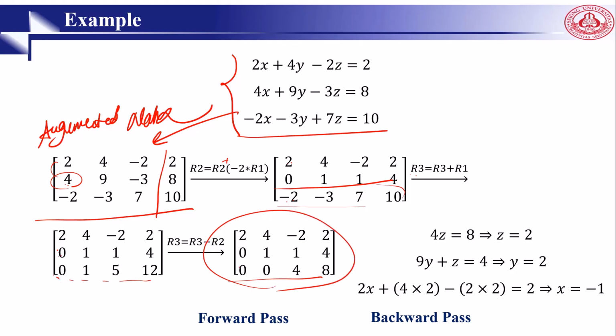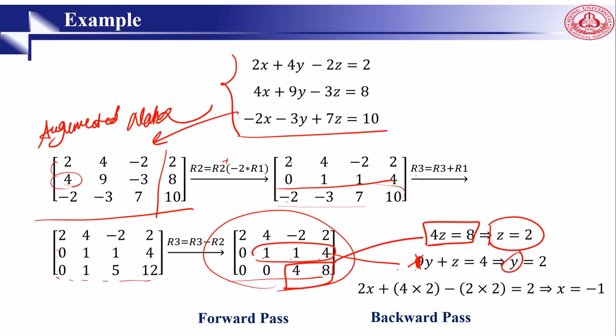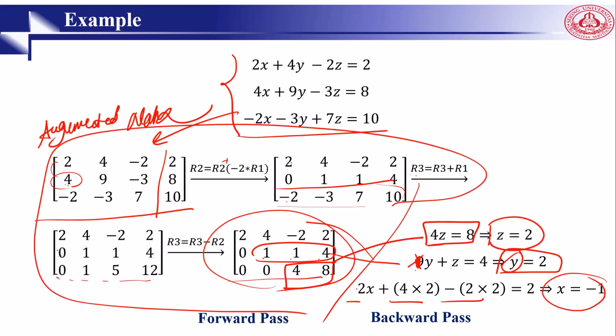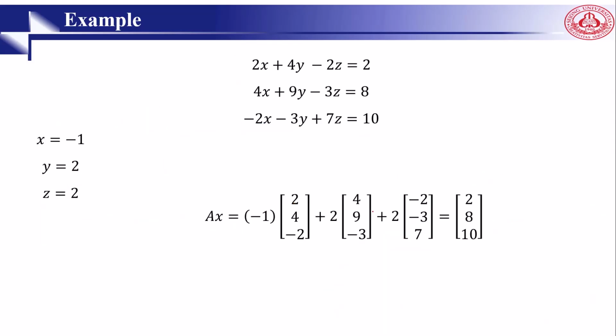This is not in reduced row echelon form, but it is in echelon form. So in this case, I already found z, right? Because 4z equal to 8 and z is equal to 2. If I bring it here, I will have y plus z is equal to 4. I already have z equal to 2, y plus z is equal to 4, and y is equal to 2. If I substitute here, 2x plus 4 multiplied by 2 minus 2 multiplied by 2, then it gives you x is equal to minus 1, right? In this way, we can do forward and backward. This part is called forward, and this part is called backward. So we found that x is equal to minus 1, y is equal to 2, and z is equal to 2.